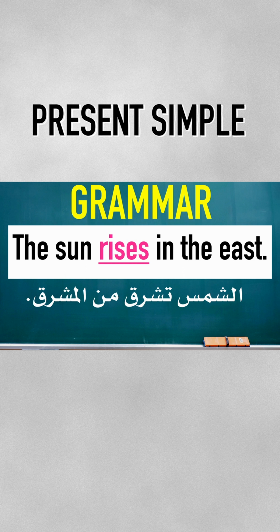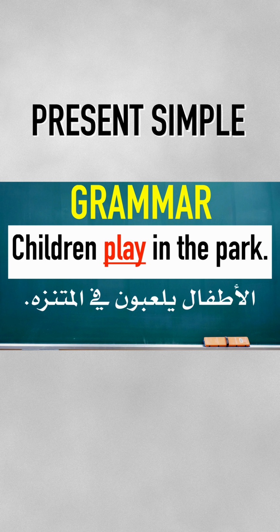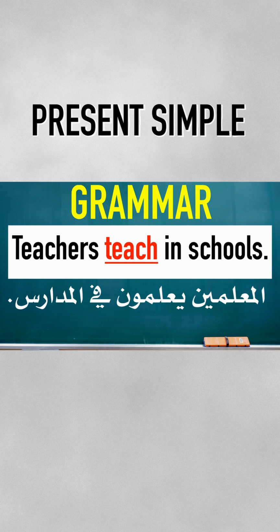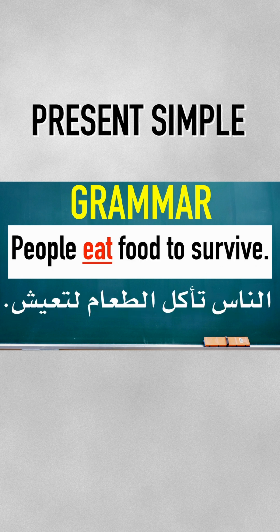The sun rises in the east. Birds fly in the sky. Children play in the park. Teachers teach in schools. Flowers bloom in the spring. People eat food to survive.